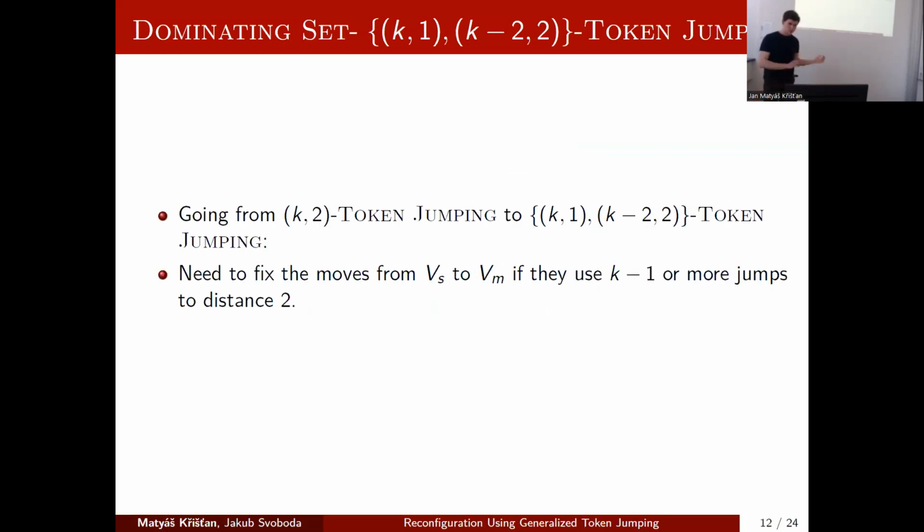So how to go from the k2 token jumping to just k minus 2 and 2? The only part we have to fix is how to move into the common dominating set. We will use the same approach. Using the bipartite matching, we will find a common dominating set. And there is only a problem if we have to use k minus 1 or k jumps to distance 2. So we need to just resolve some 2 moves and make it so that they are to distance 1 or less.